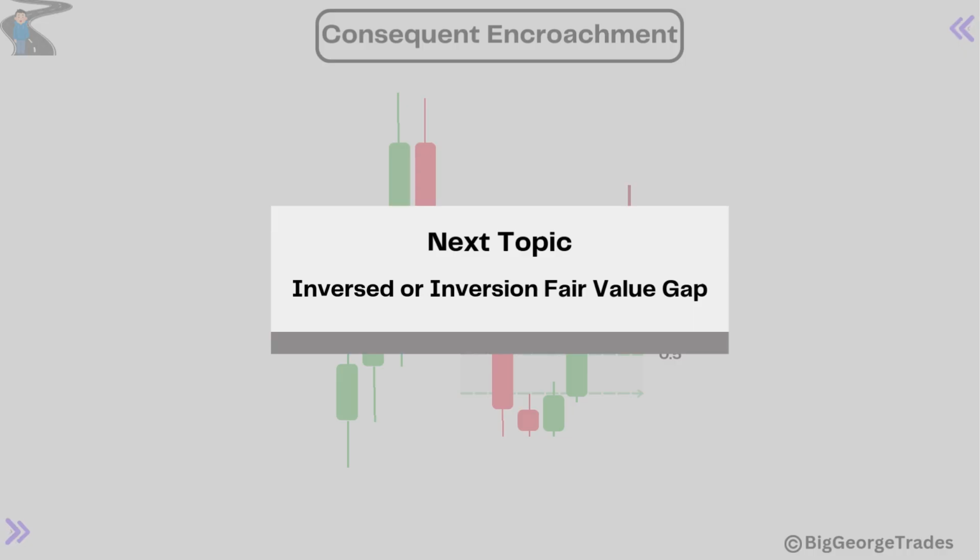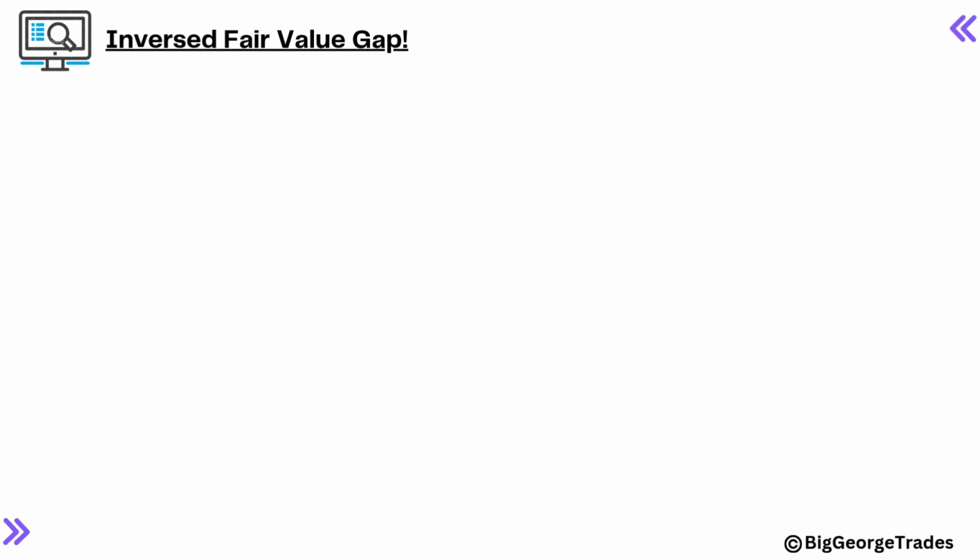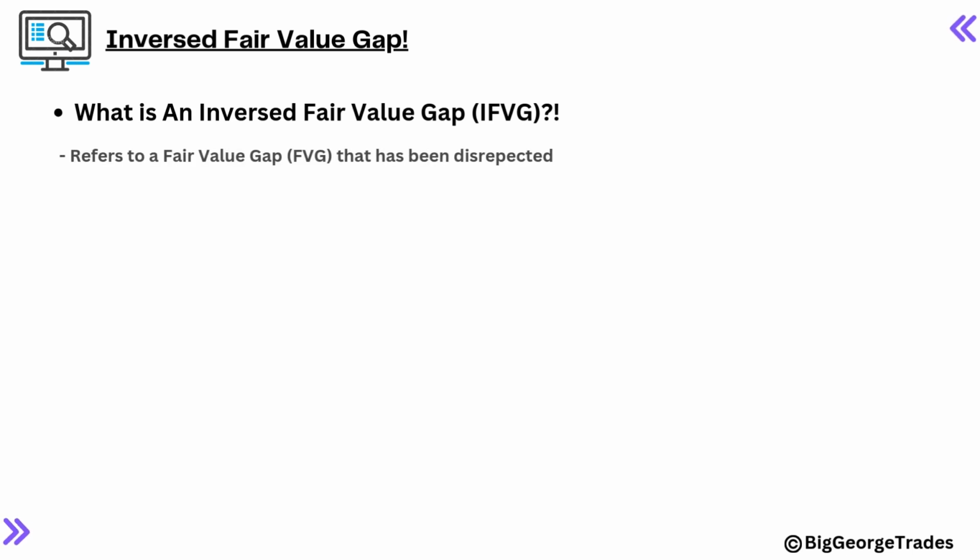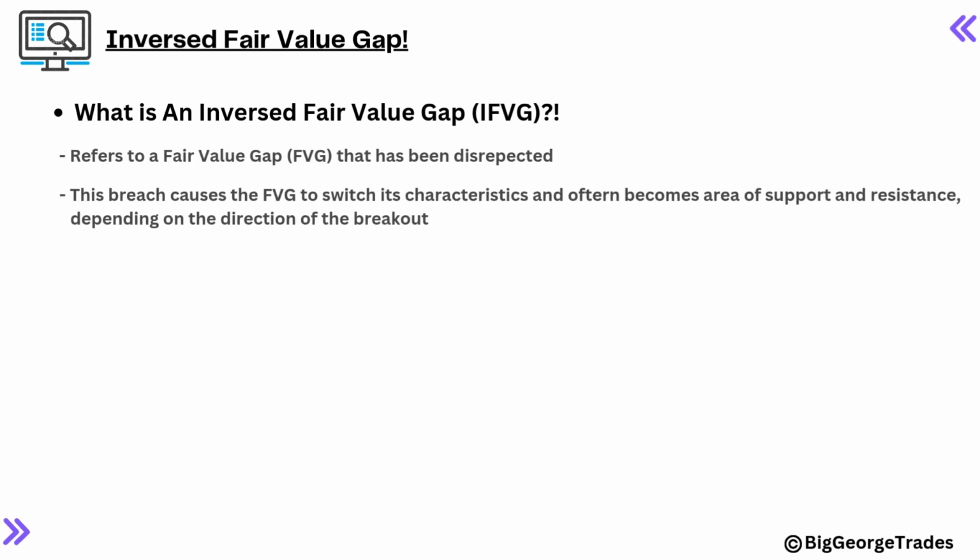Then next on the topic is the inverse or the inversion fair value gap. Let's dive in. So the big question, what is an inverse or inversion fair value gap? The shortcut being the IFVG, the I standing for inverse. So what an inverse fair value gap refers to is a fair value gap that has been disrespected. That causes the fair value gap to switch its character and often become an area of support and resistance depending on the direction of the market.